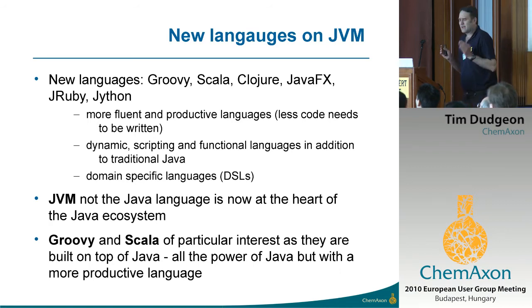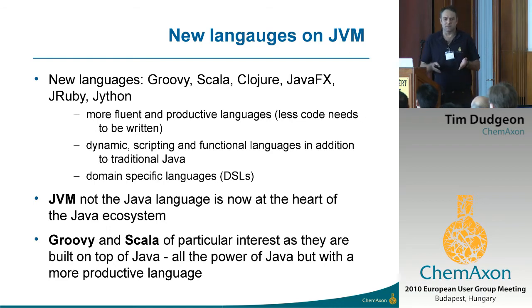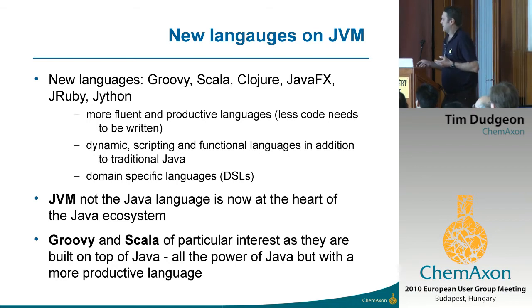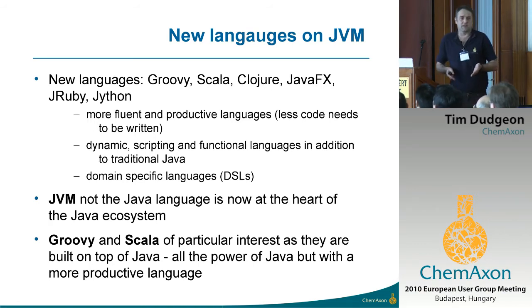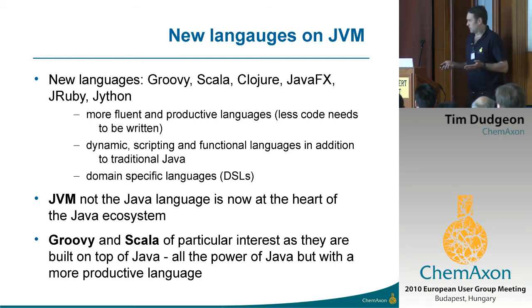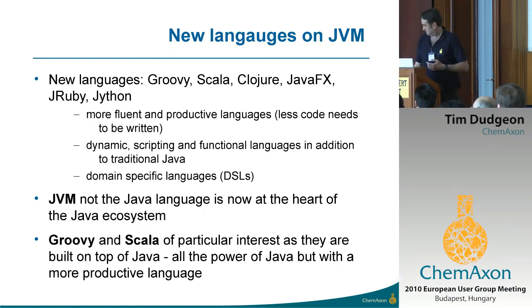And now the JVM, the Java Virtual Machine, is really the heart of the Java ecosystem now, not really the Java language itself. And I point out particularly Groovy and Scala, which I think are two languages that will be of particular relevance in future years for this community, largely because they are so tightly coupled with the Java language. They sit really nicely with Java, but will provide better productivity, while at the same time you're retaining all the benefits of Java.